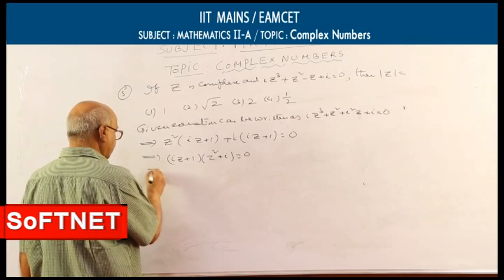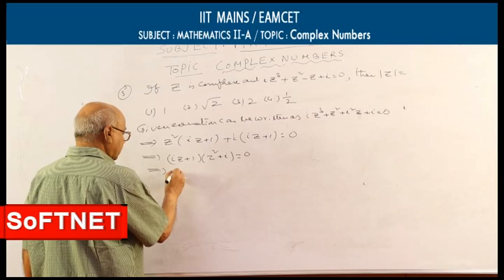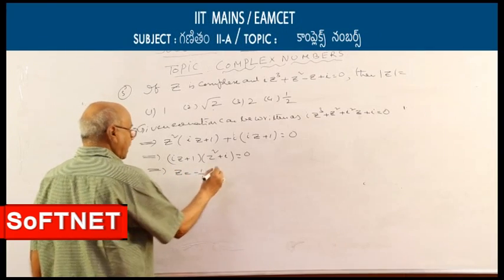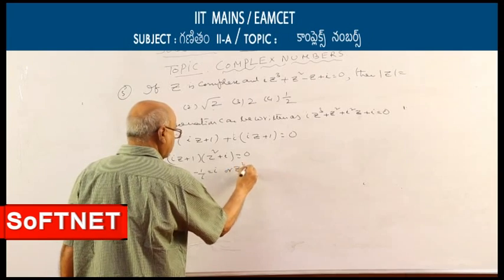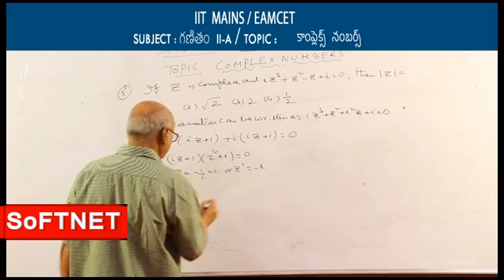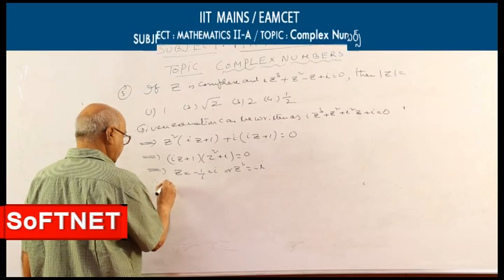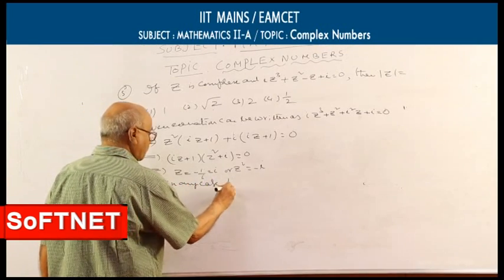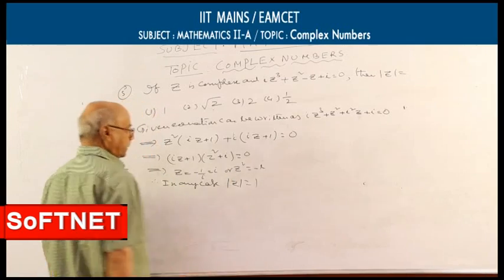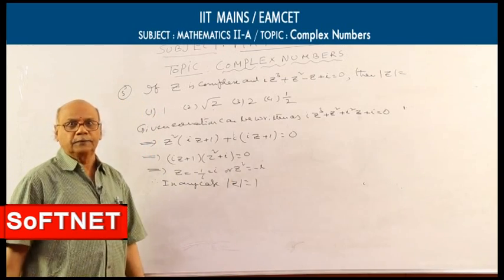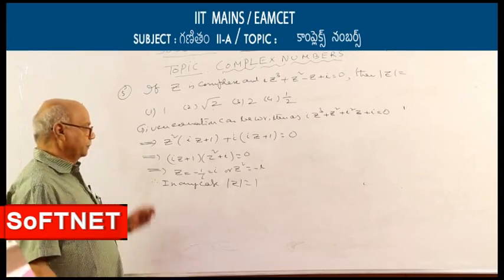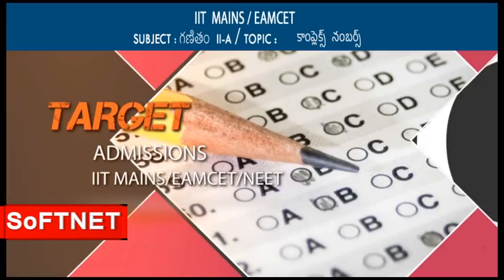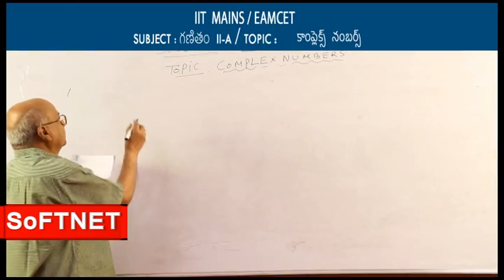So in any case that implies either z is equal to minus 1 by i, which is i, or z square is equal to minus i. So in any case, mod z is equal to 1. In any case, mod z is equal to 1 itself. So the answer is number 1. So we'll go to the next problem, number 6.